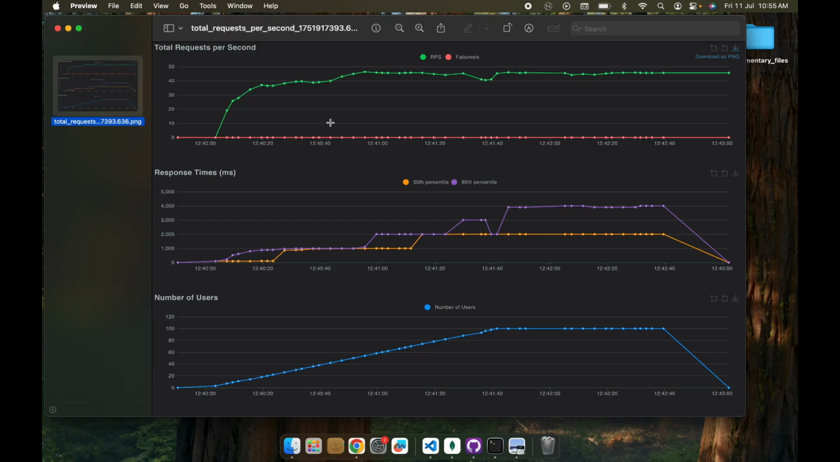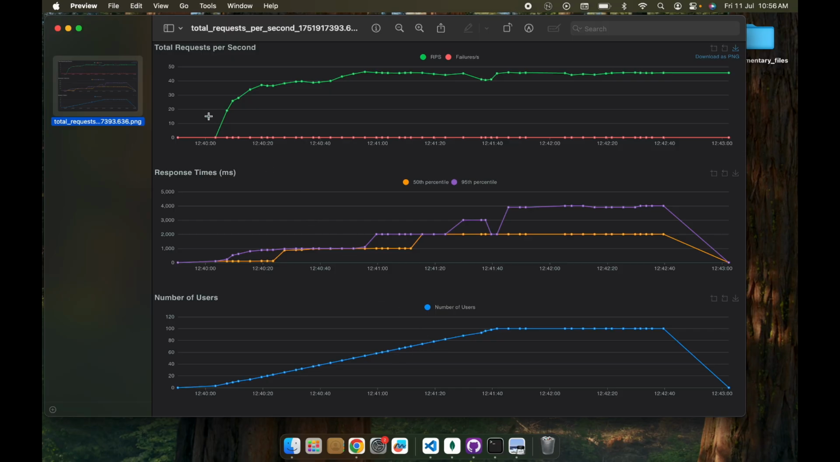Firstly, this orange line you can see here is the failures per second. The green line is the requests per second. Keep in mind that the requests per second includes requests which have failed. It's not only the successful requests. Here we can see the 95th percentile response times and the 50th percentile response times. And down here we can see the number of users, which for this test was capped at 100, increasing at a pace of 10 users every second.